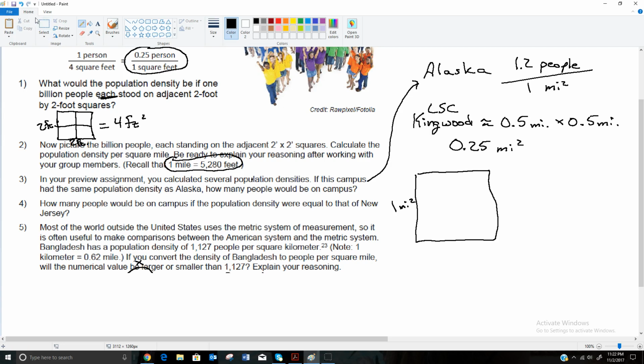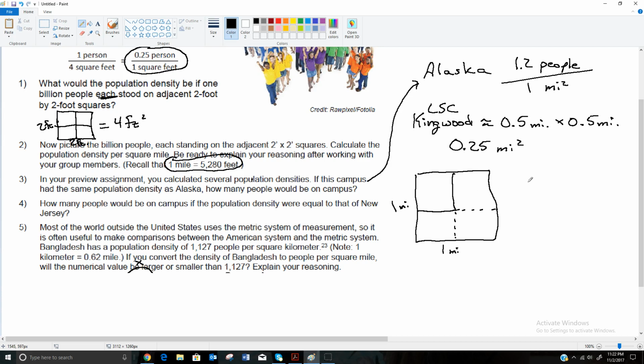Whoops, hold on a second. 1 mile by 1 mile. And Kingwood is only a half a mile by a half a mile. So a half this way and a half this way. As you can see, if we finish this off, that's a quarter of a square mile. This whole thing is a square mile, and Kingwood is only a half by a half, so it's only a quarter of a square mile. So now, what would the population of Kingwood be if it was only as densely populated as Alaska?